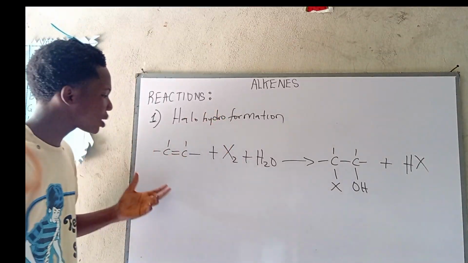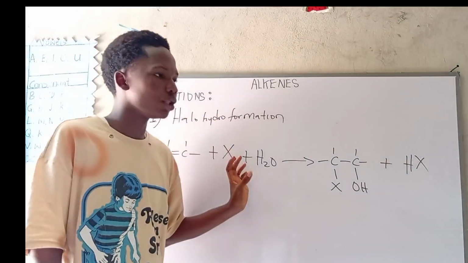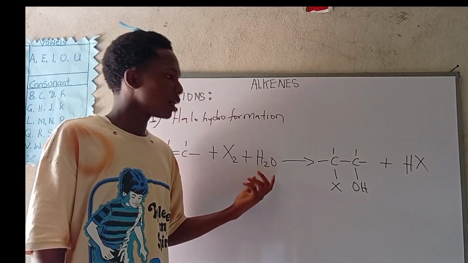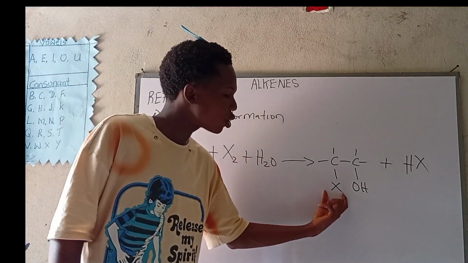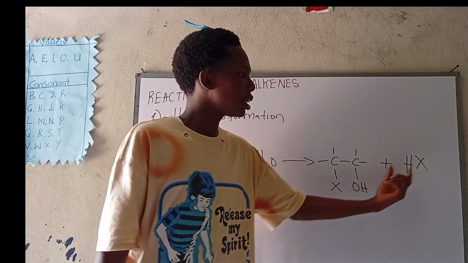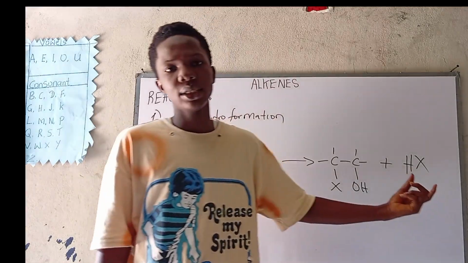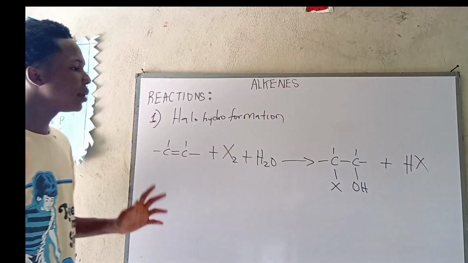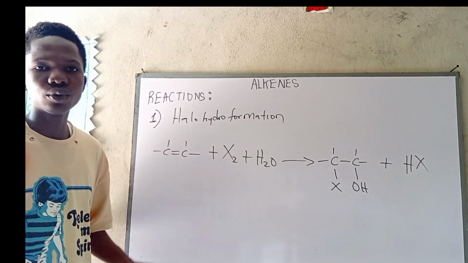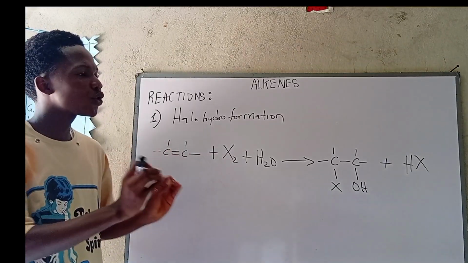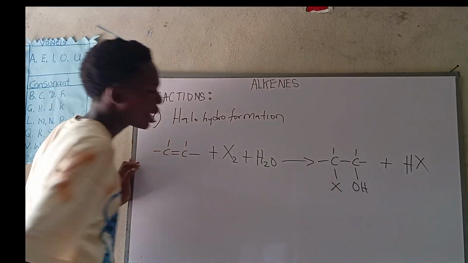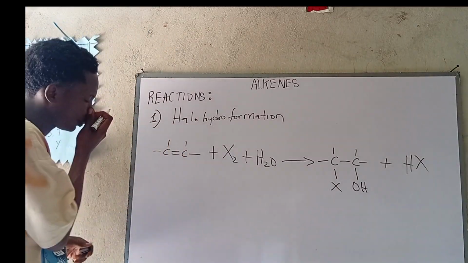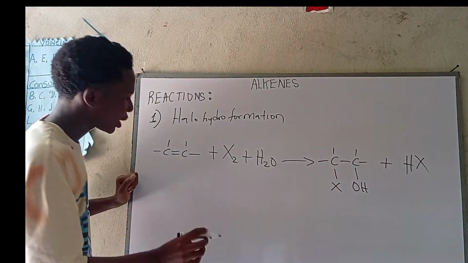Halohydroformation is the addition of an alkene to a halogen and water to yield a haloalkanol and hydrogen halide. Now, from the general formula, let's take an example to see how we can check if this equation is correct. We can use any example.